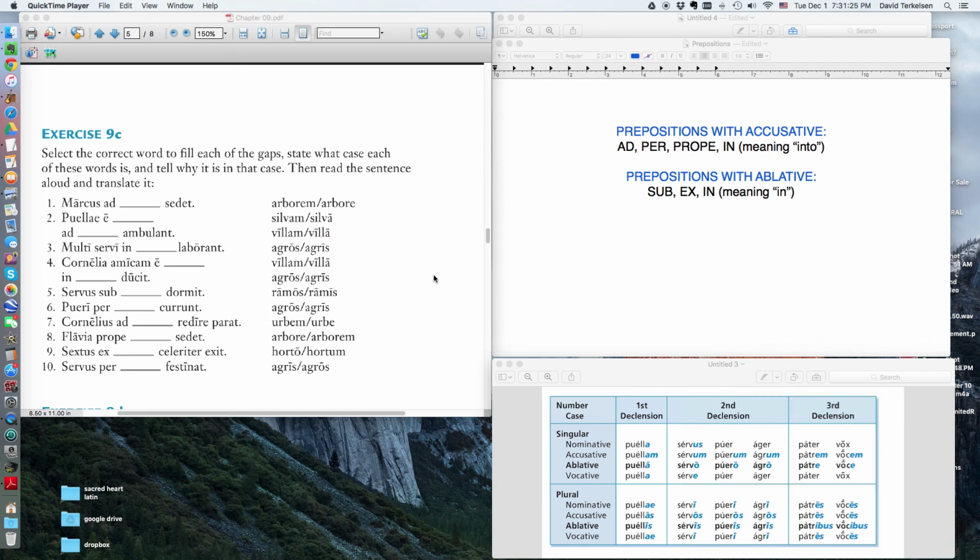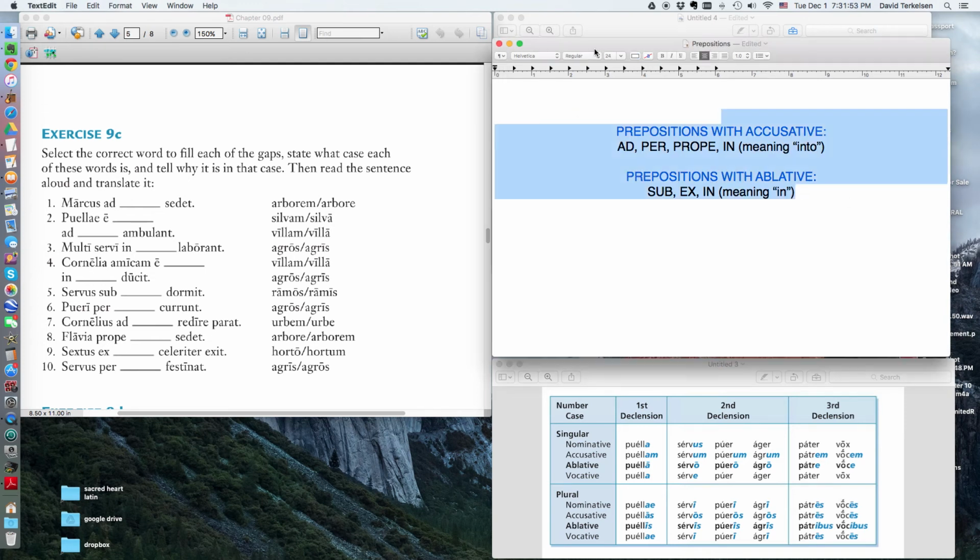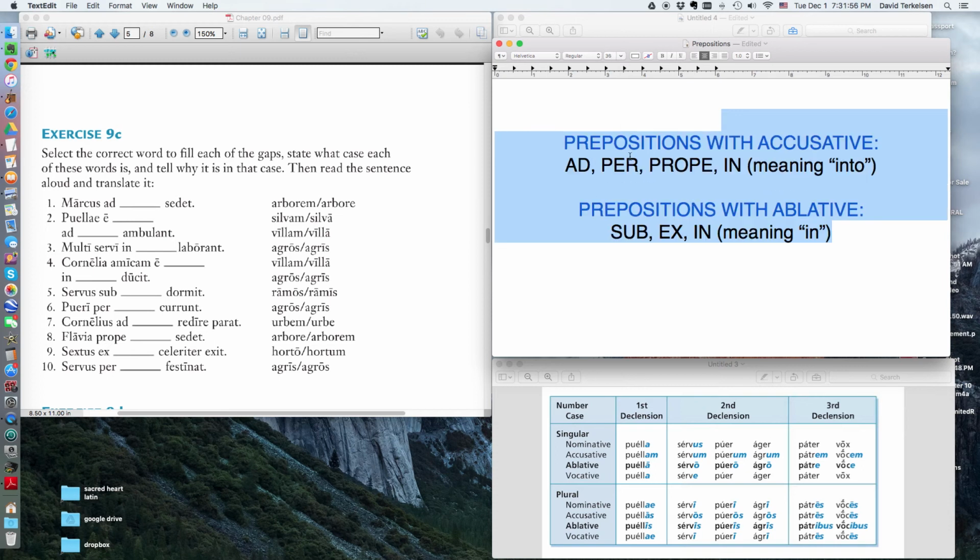Okay, this is 9C, which I forget. I think it was part of assignment 11.4, okay? So this is choosing the correct word based on these sentences, and these are prepositional phrases. The focus of this last chapter, chapter 9, was prepositions that take one of two cases, accusative or ablative. I'm going to blow this up a little bit so you can see.